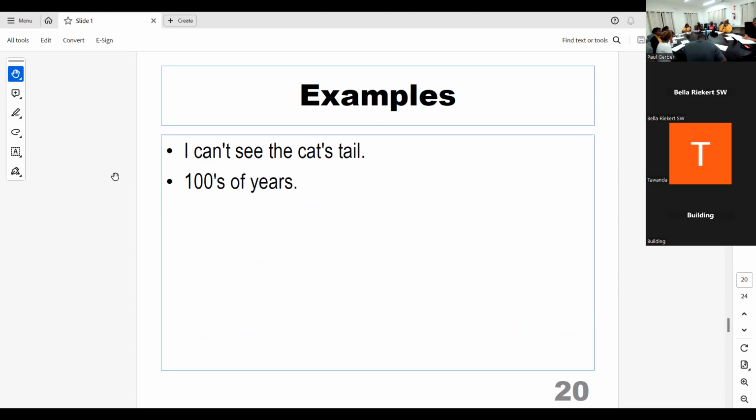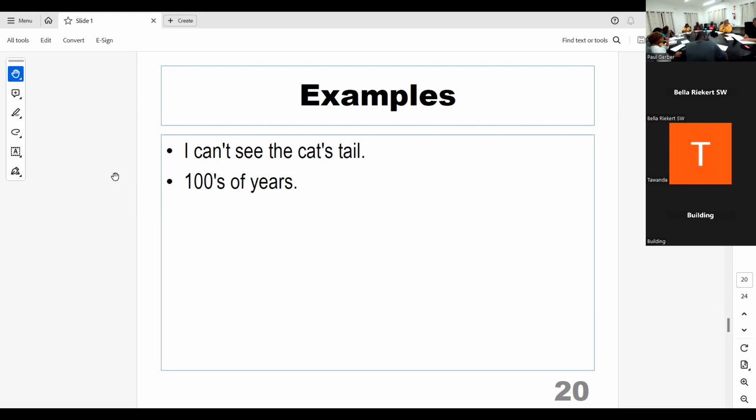Okay? And then when we use it in numbers, that's how we're going to use it. Hundreds of years. No? We put an apostrophe there and we put the S in there. No? To show hundreds of years. And that's when we use the apostrophe.